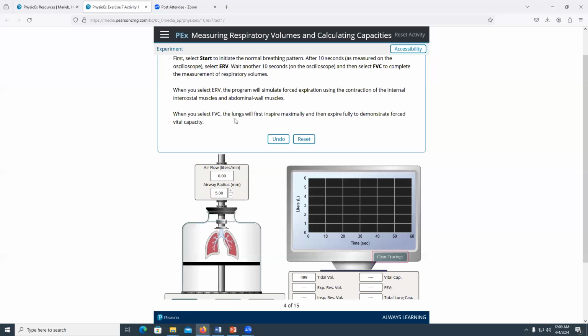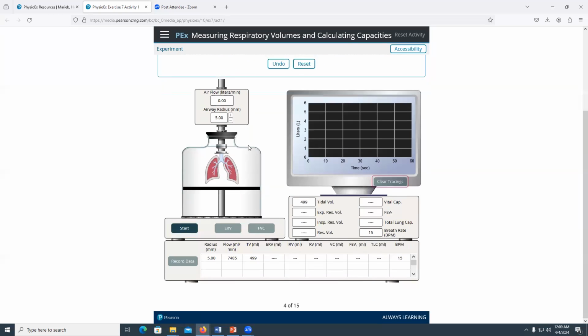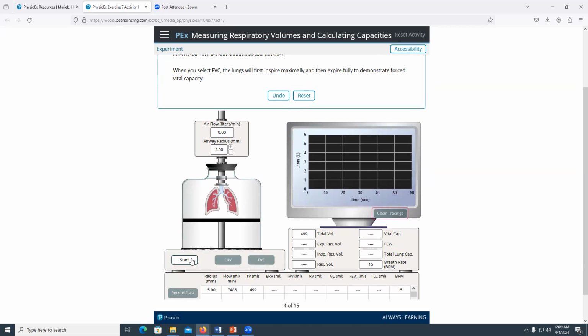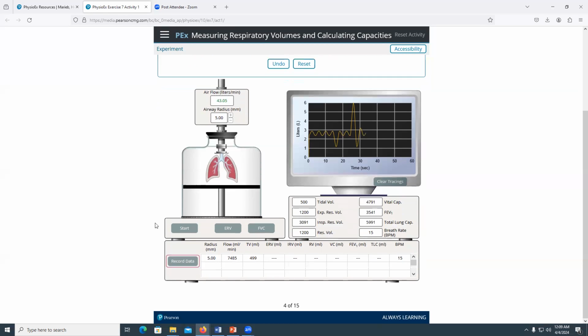So let's do that. Now press start. In 10 seconds, press FVC. When it hits 20, press FVC, and then we have taken all the measurements. So now we have recorded our tidal volume, our expiratory reserve volume, our inspiratory reserve volume. You see now it labeled it so nicely for me. That is the tidal volume, that is the inspiratory reserve volume, that is the expiratory reserve volume, and this is my residual volume that lags behind, and these are my vital capacity and total lung capacities. Let's click on record data, and now we have recorded everything.